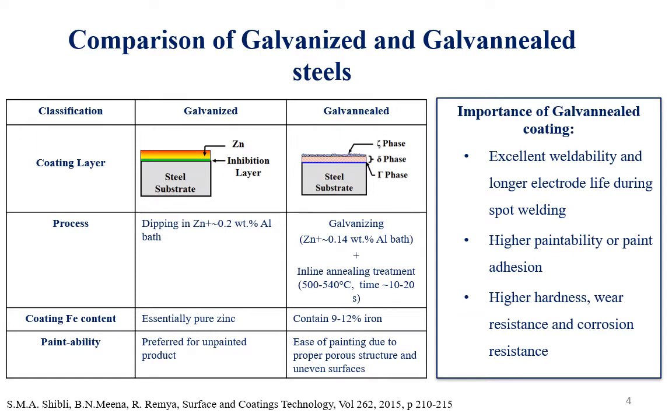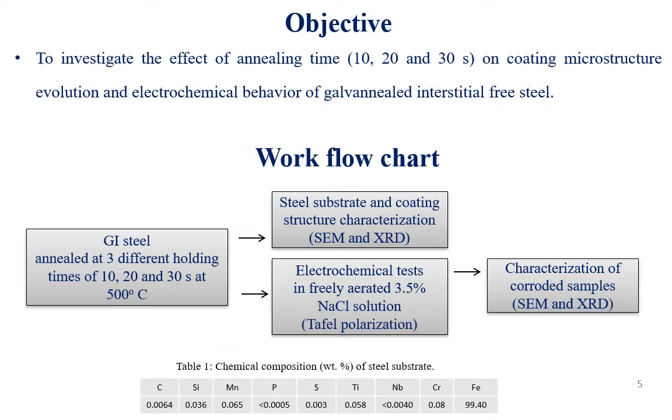These are the advantages of galvannealed coatings. They have excellent weldability because of the iron, and high paintability because they are rougher than galvanized coatings. They also have high hardness, wear resistance and corrosion resistance because of the iron present in the coating. The objective of the present study is to investigate the effect of holding time of 10, 20, and 30 seconds on coating microstructure evolution and electrochemical behavior of galvannealed interstitial free steel.